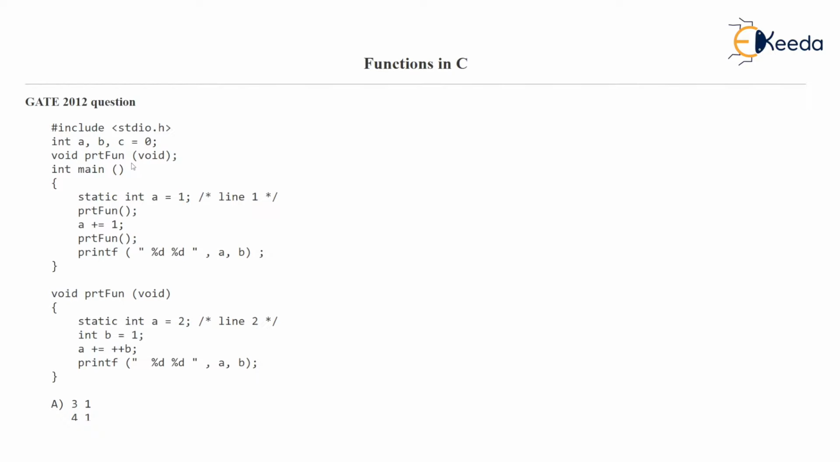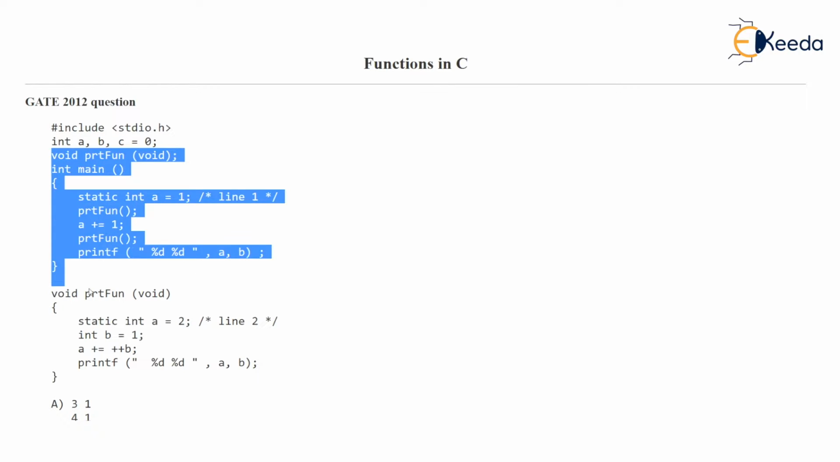Now, as you can see in this code, after #include <stdio.h>, there is a variable declaration, isn't it? int a, b, c equal to 0. So these a, b, c are global variables. That is, they are extern variables, and all of them are initialized to 0. Most importantly, these a, b, c can be used throughout this program, anywhere you can use them.